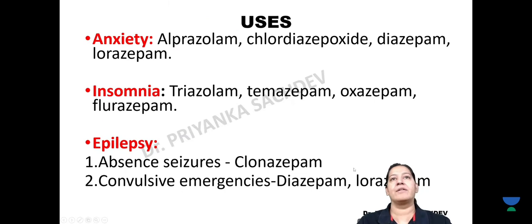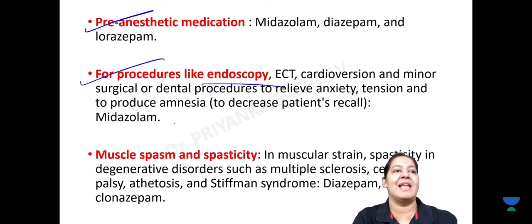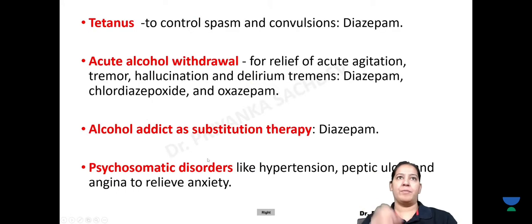Uses, you already know the uses of benzodiazepine. It is used for anxiety, for amnesia, for epilepsy, and for pre-anesthesia. It is used before procedures, small procedures like endoscopy. It is used as a muscle relaxant also, because it has muscle relaxant property. It is used in tetanus also, and in acute alcohol withdrawal as a substitution therapy.